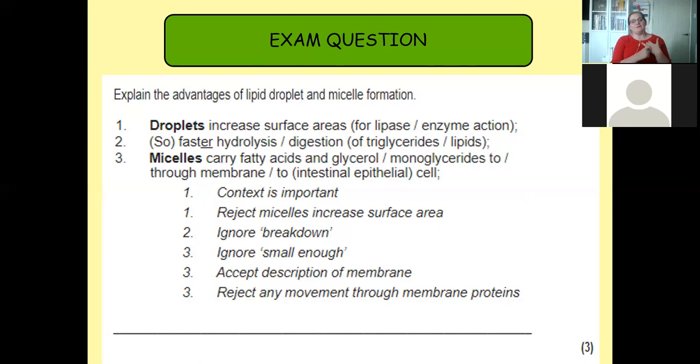You cannot say micelles increase surface area. You can't use the words breakdown. It's a weird one. We don't like the term breakdown because it's very woolly. It's not really succinct and clear in science. We like things like hydrolysis, digestion, not breaking down. The same with things like small enough. We don't like terms like that. We want to be really precise.